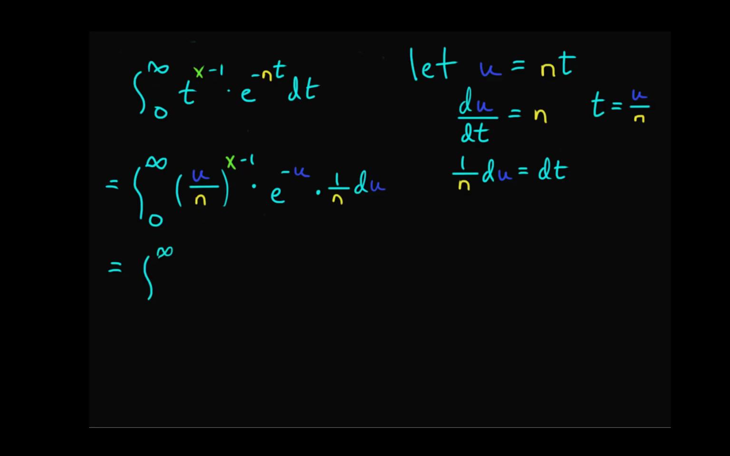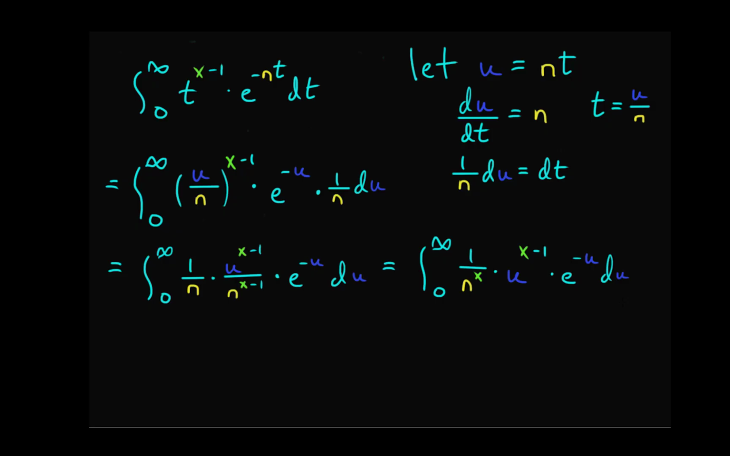Moving factors around, I have this equals the integral from 0 to infinity of 1 over n times u to the x minus 1 over n to the x minus 1 times e to the negative u du. And so this will equal the integral from 0 to infinity of 1 over n to the x times u to the x minus 1 times e to the negative u du. Since I'm integrating with respect to u, the term 1 over n to the x is a constant that can be factored out in front of the integral. So this expression will equal 1 over n to the x times the integral from 0 to infinity of u to the x minus 1 times e to the negative u du.